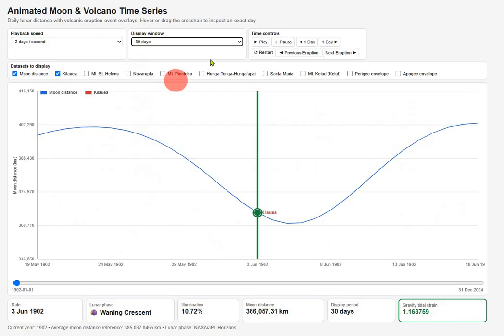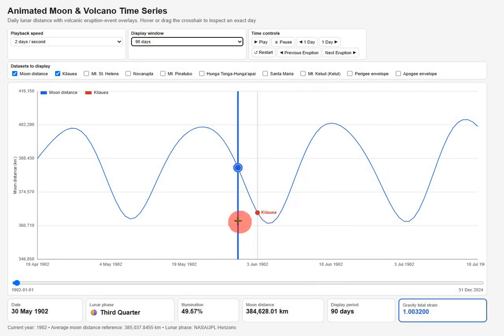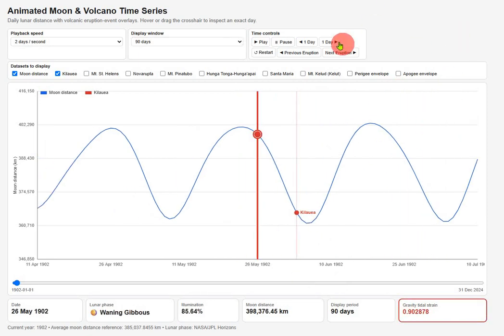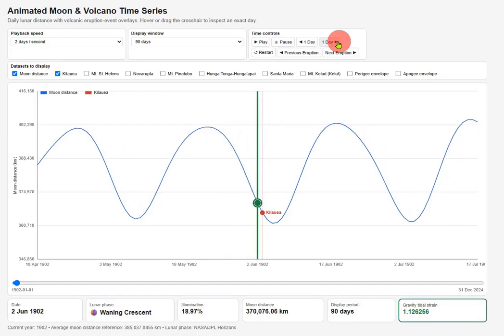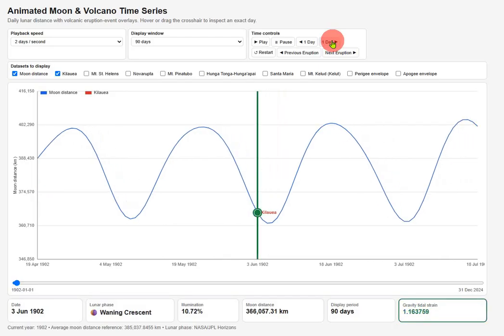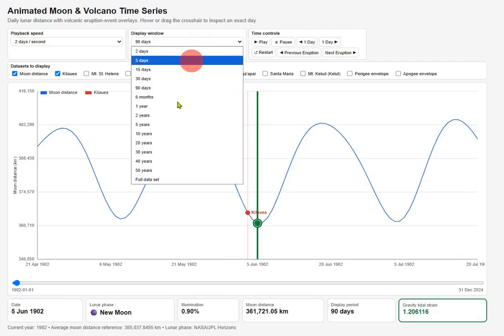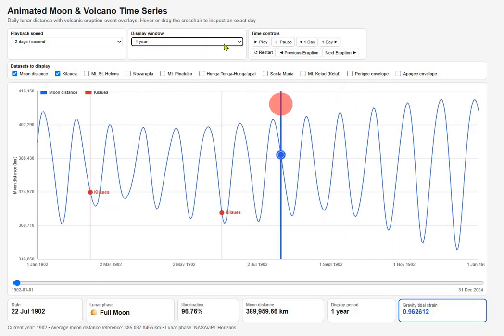I'm going to back out to 90 days. You can see here, if I click on the map, it puts my cursor there. And if I go one day at a time, you can see one-day increments. So this is June 3rd, 1902, waning crescent. We can see how many days until perigee: 2 days. The eruption happened 2 days from when the moon was going to be at its closest to the Earth.